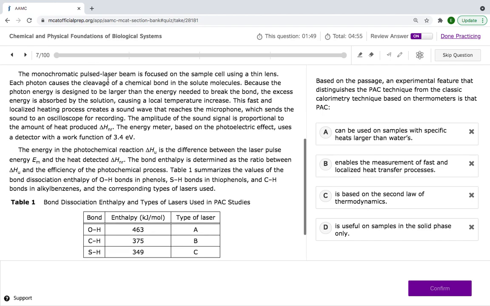The monochromatic pulse laser beam is focused on the sample cell using a thin lens. Each photon causes the cleavage of a chemical bond in the solute molecules.